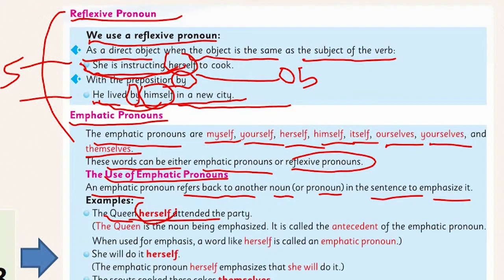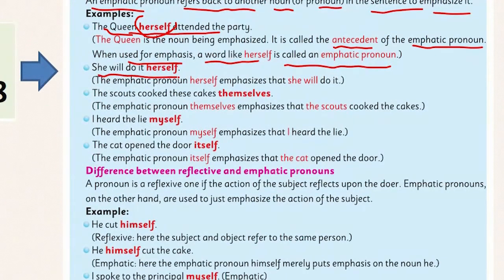Herself is a reflexive pronoun here. The queen is the noun being emphasized. It is called the antecedent of the emphatic pronoun. Antecedent and pronoun we have discussed in our previous lesson. When used for emphasis, a word like herself is called an emphatic pronoun. She will do it herself.